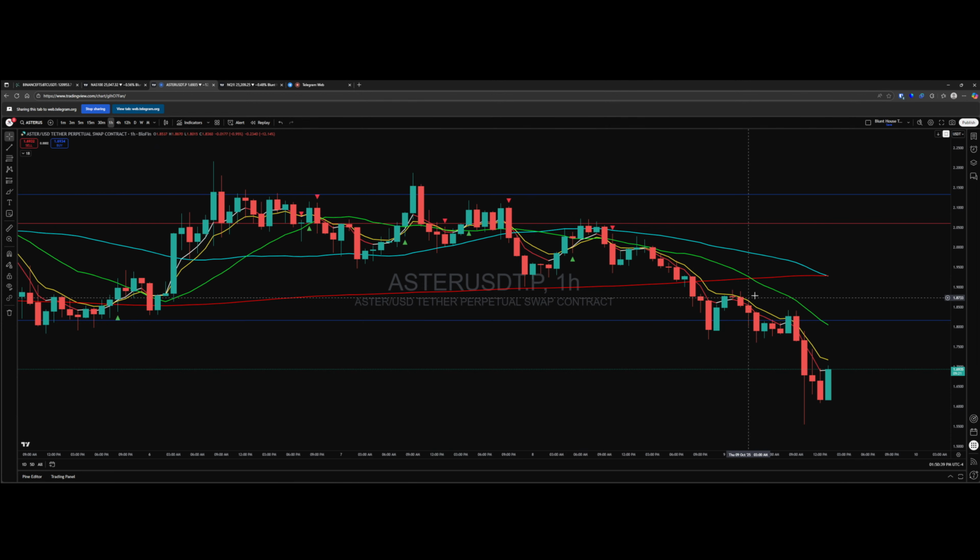And here you have to be careful too, because you're literally trying to catch a falling knife, right? You're pushing water uphill, literally. So these types of moves can have a lot of volatility inside them as well.